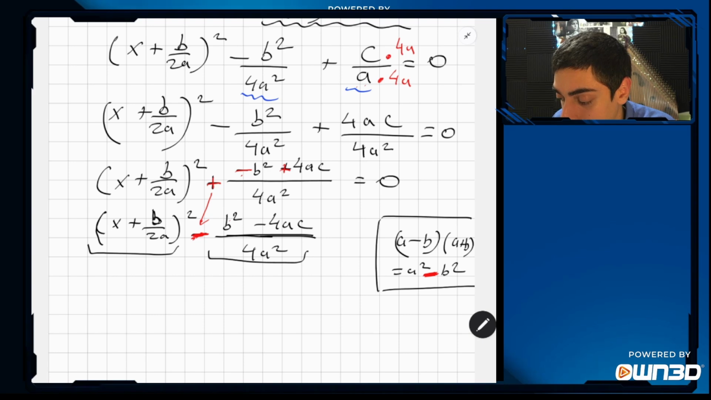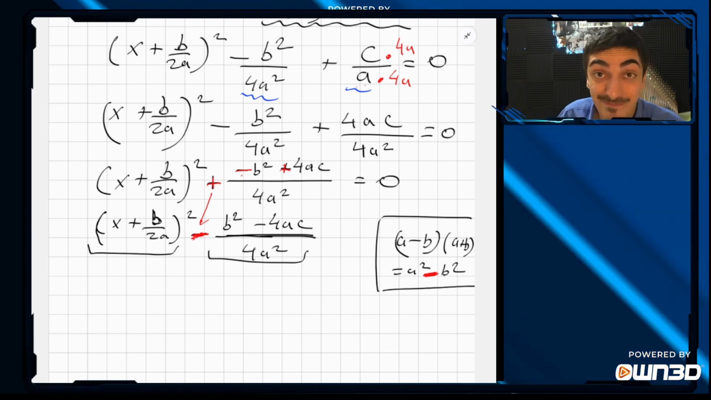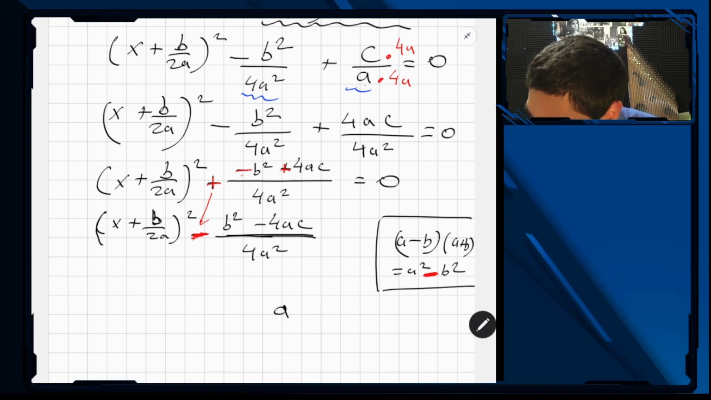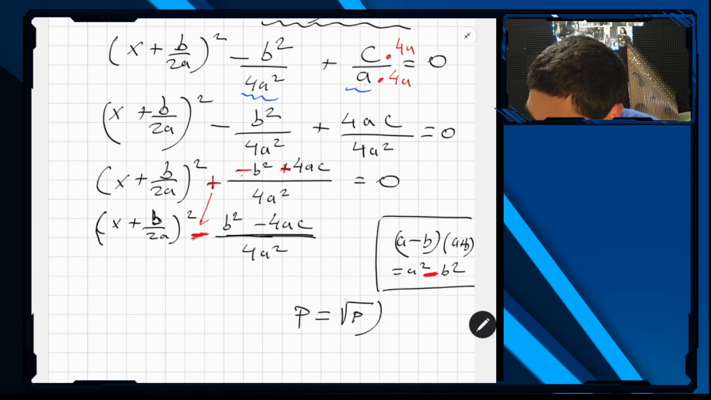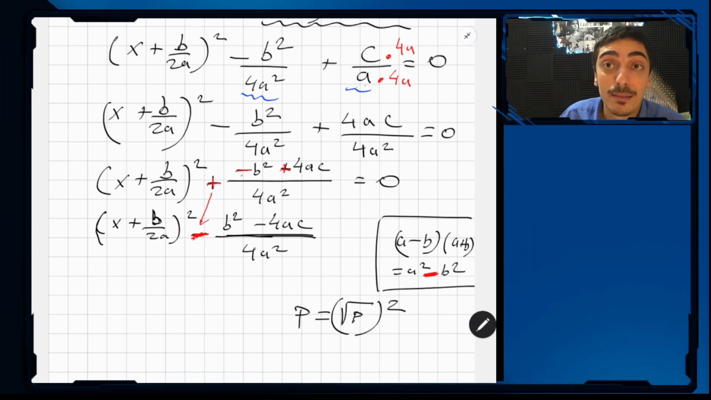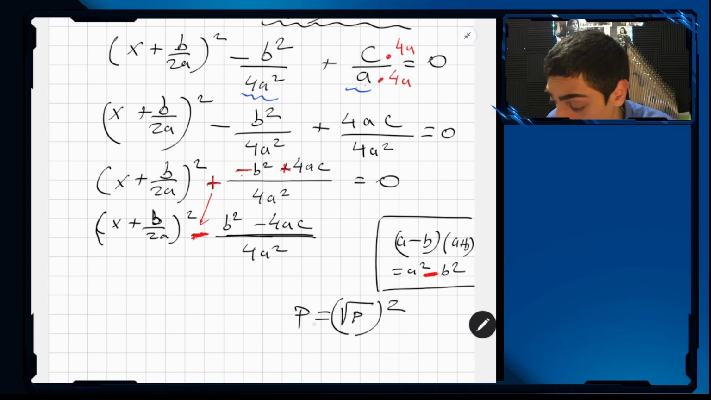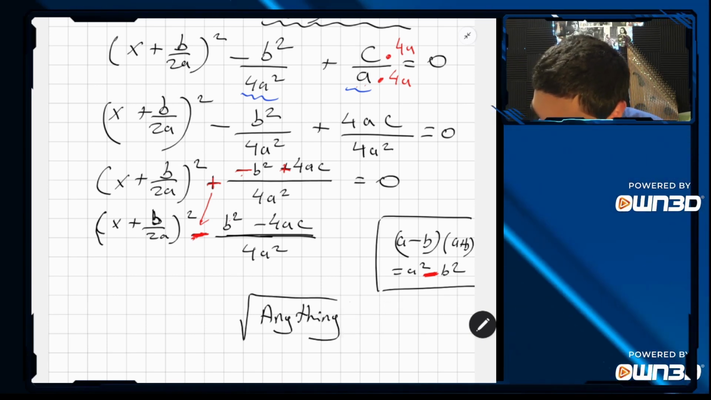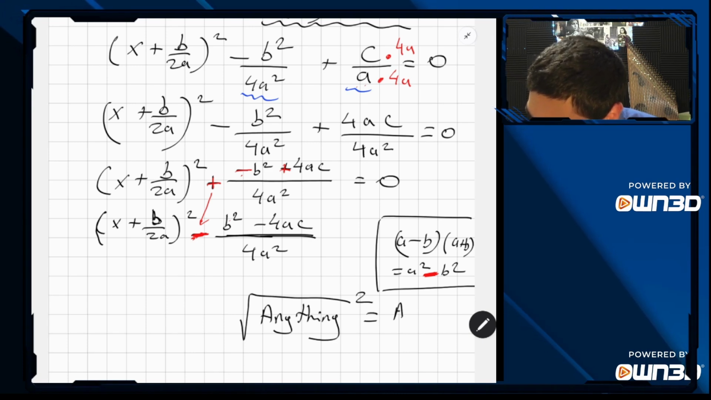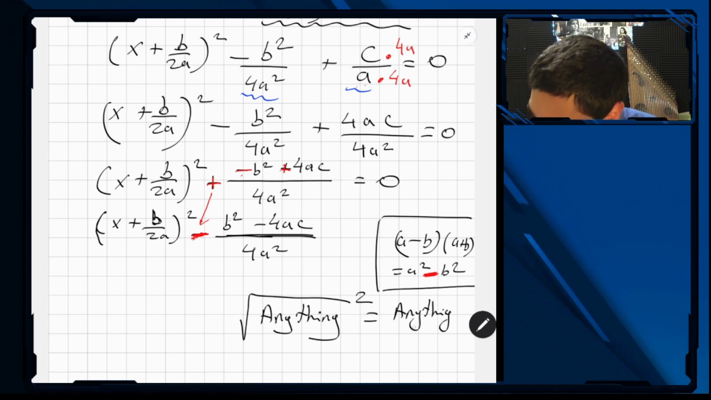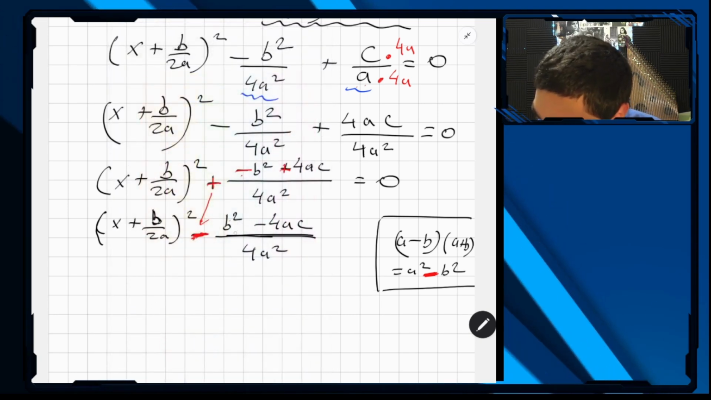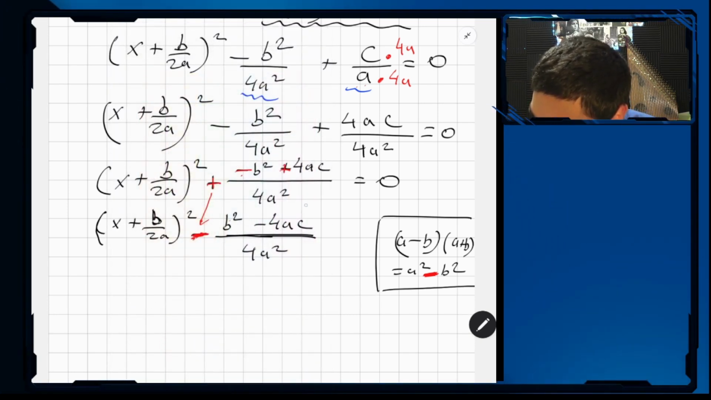Well, if you don't see a square, create one, right? Just make a square. Anything, let me use another letter. Anything. Square of something. The square root of anything, squared, gives you anything. It gives you the thing itself. Anything works here. So this is just the square of the square root of itself.